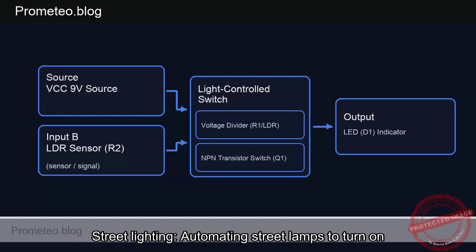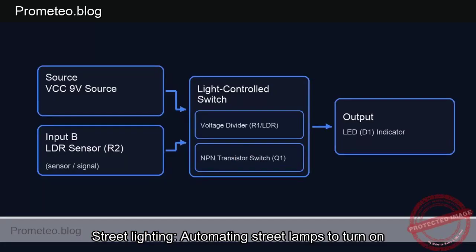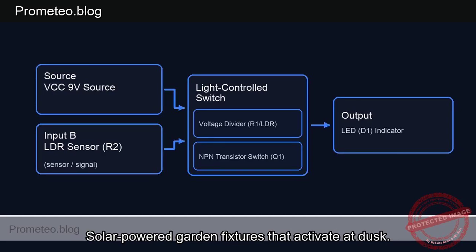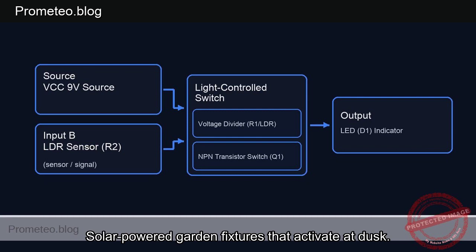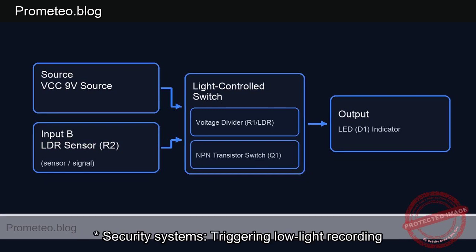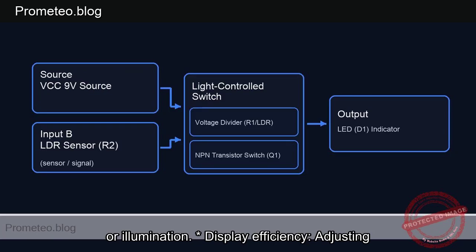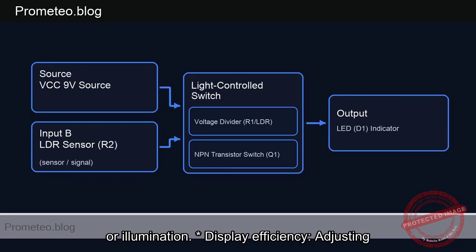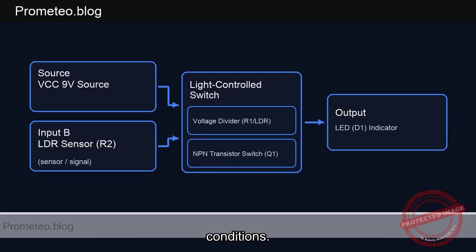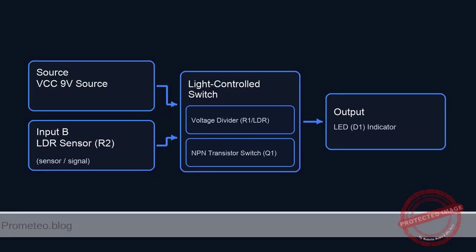Why it is useful. Street lighting: automating street lamps to turn on only at night to save energy. Garden lights: solar-powered garden fixtures that activate at dusk. Security systems: triggering low-light recording or illumination. Display efficiency: adjusting screen brightness or backlighting based on room conditions.